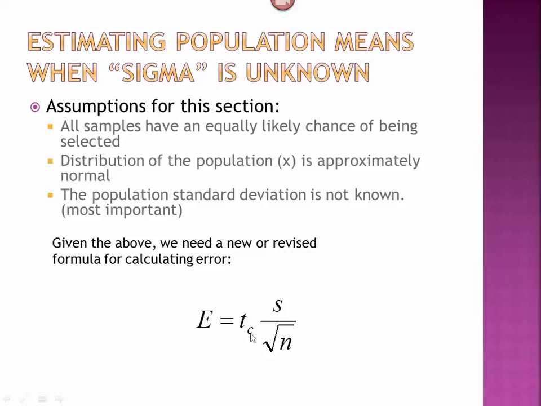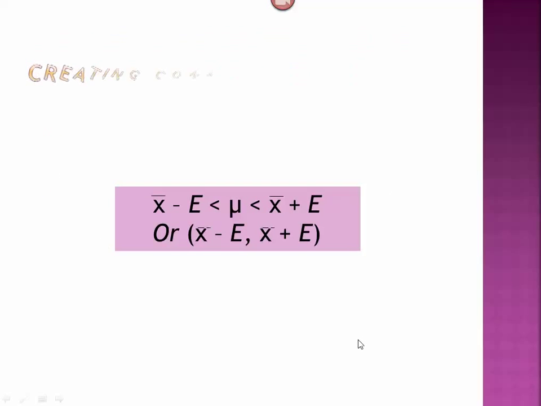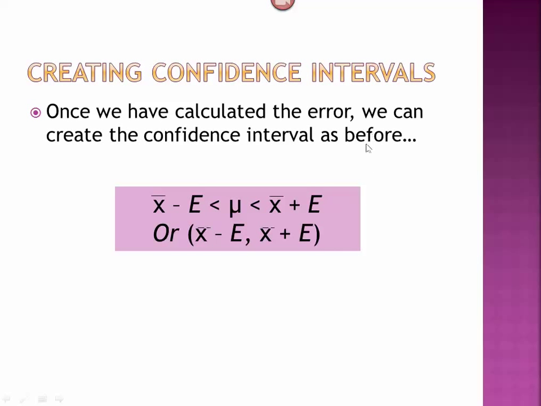And it's the t-value for a given level of confidence. S replaces sigma as an estimate of the population standard deviation, and we divide that, of course, by the square root of n as before. Once we've calculated the error, we create our confidence interval as we did before. We add the error to x bar and subtract it from x bar. This is the trilinear inequality notation, and here we have the interval notation displaying the confidence interval.